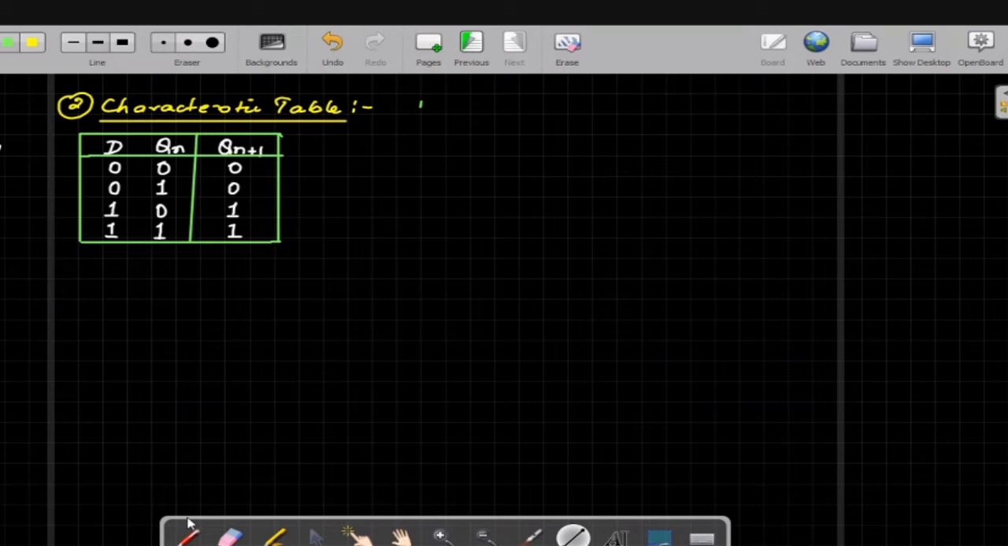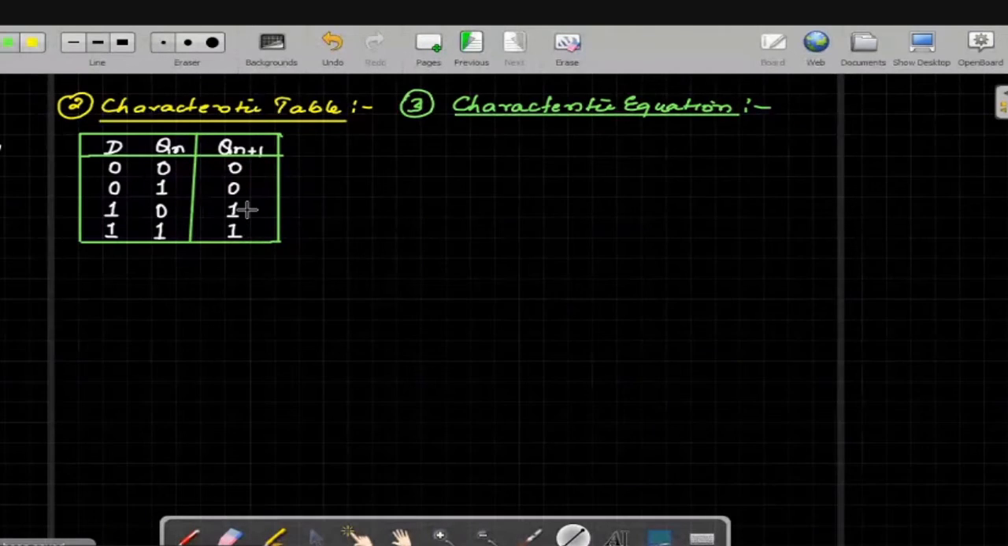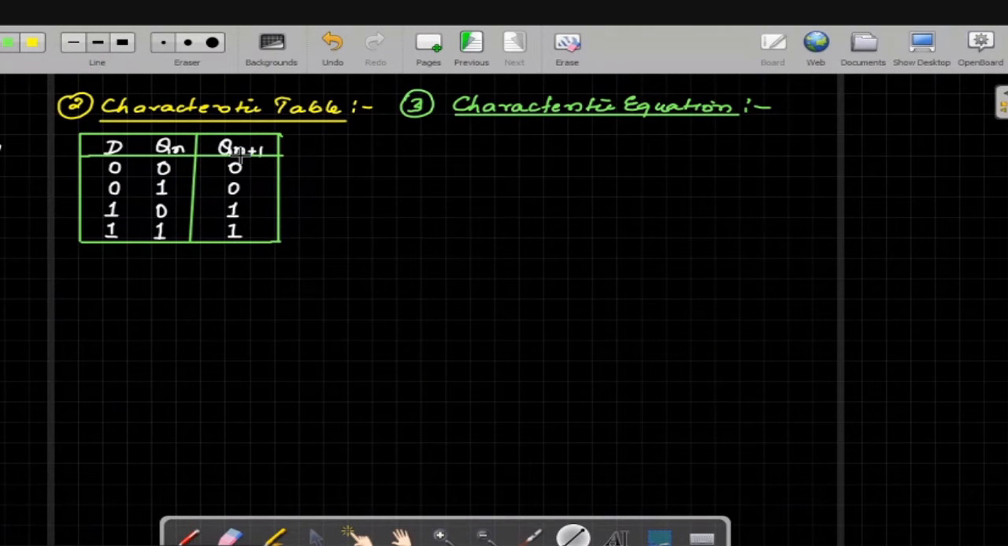Now, based on this characteristic table, can we derive the characteristic equation? The third part is the characteristic equation. And the characteristic equation is basically nothing but simple. Whatever input and output behavior you see in the characteristic table, you have to formulate in an expression form. So this is the output, this is your input. In the output you have 2 ones, 2 zeros. It means either by the min-term approach or the max-term approach, you can write the Boolean expression for Qn plus 1.